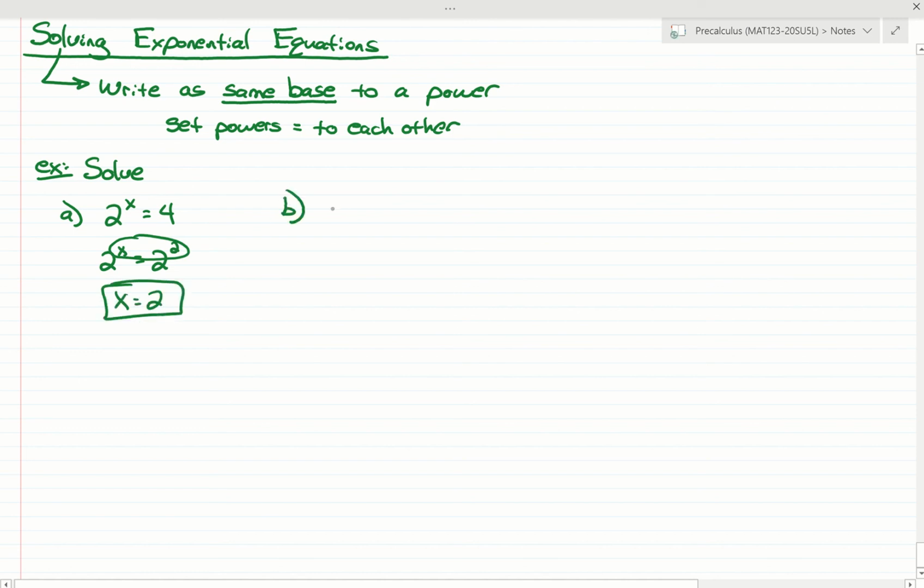So what about if we said 3 to the x power is 1/9? Well, let's try to get the same base. Instead of writing 1 over 9, I'm going to write 9 to the negative first. And remember, 9 is just 3 squared. So we get 3 to the x is equal to 3 to the negative second. So x would be negative 2.